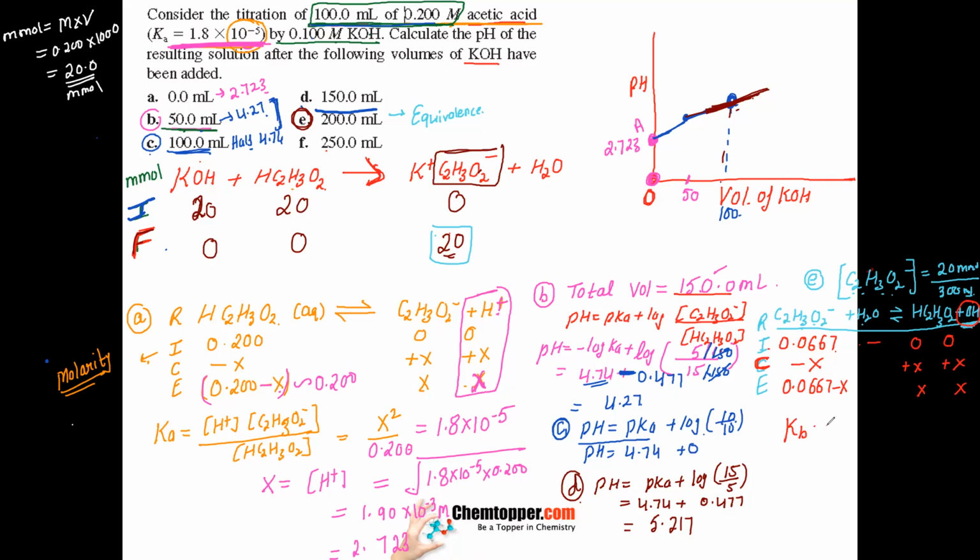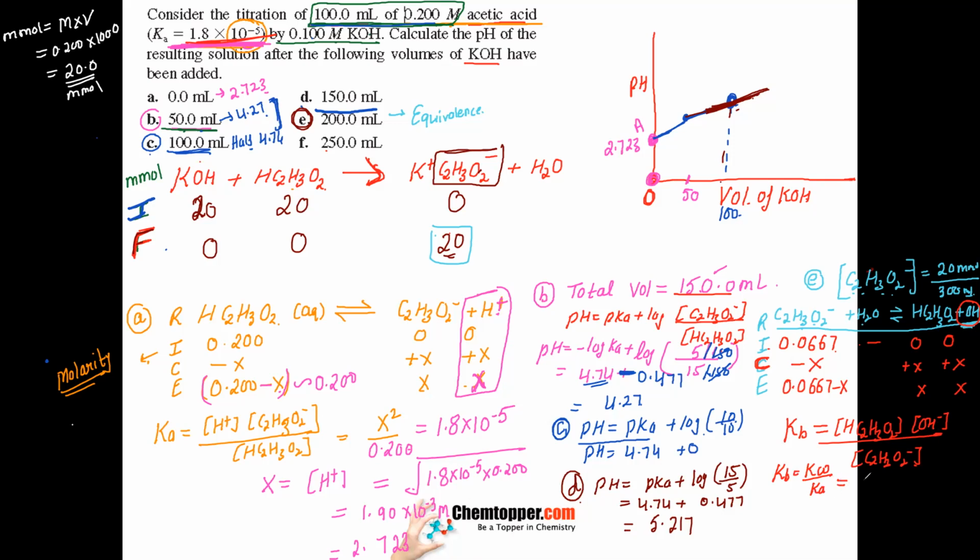So I need Kb. Kb is the concentration of HC2H3O2 times concentration of OH minus over concentration of C2H3O2 minus, right? This is Kb, but Kb is not given. What is given? Ka. So I need to calculate Kb from Ka. How much is that? Kb will be Kw over Ka. You remember this equation, children?